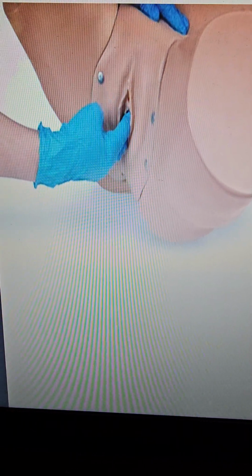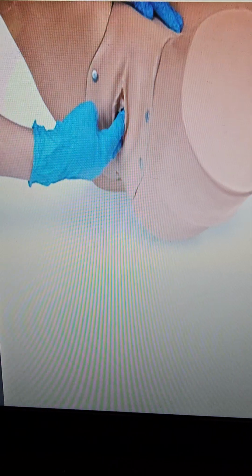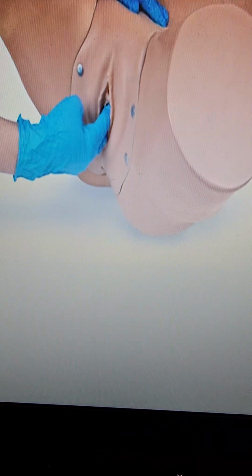First, introduce yourself to the patient, take consent to do the procedure, and explain the procedure to the patient. Put the patient in the lithotomy position, wash your hands with soap and water and wear gloves. Separate the labia with the left hand and introduce the index and middle fingers of the right hand through the vaginal introitus edgewise, like in this picture.